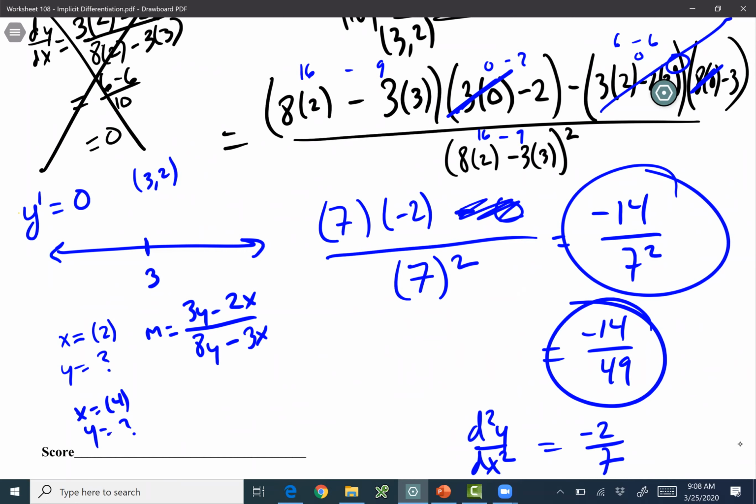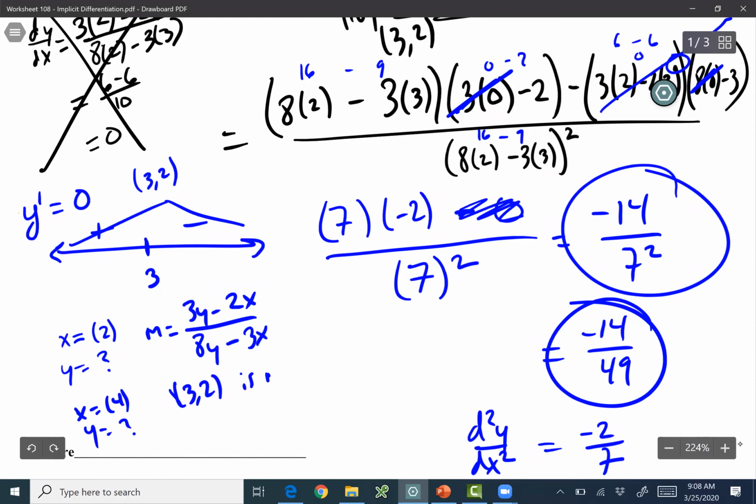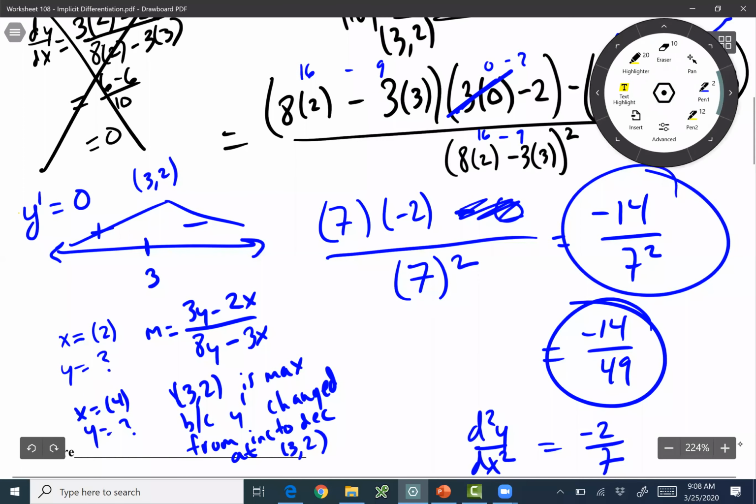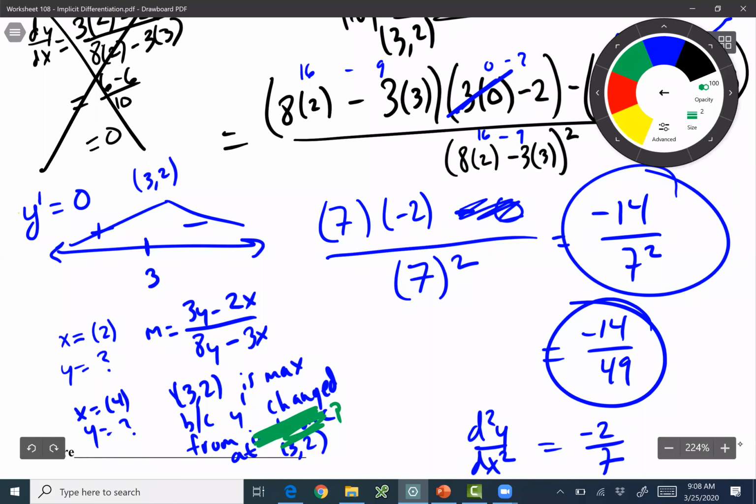Is it positive or negative? You'd get positive, you'd get negative. So you could say it's 3, 2 is a max because y prime changed from increasing to decreasing at 3, 2. Actually, y prime did not change. Don't make that mistake. y prime did not change from increasing to decreasing. y prime changed from positive to negative, right? It was positive, now it's negative. y was increasing and then decreasing.